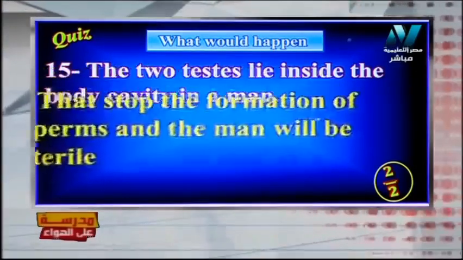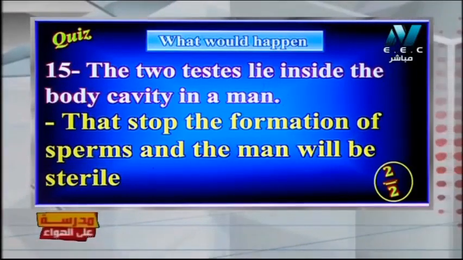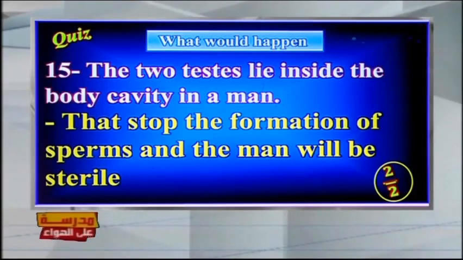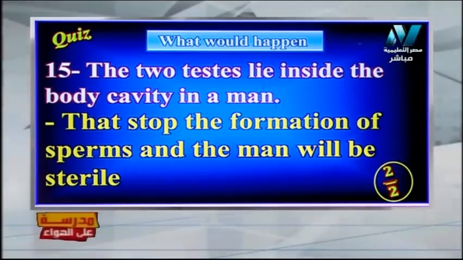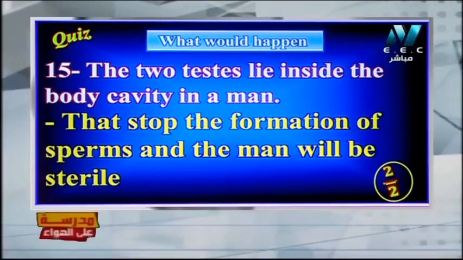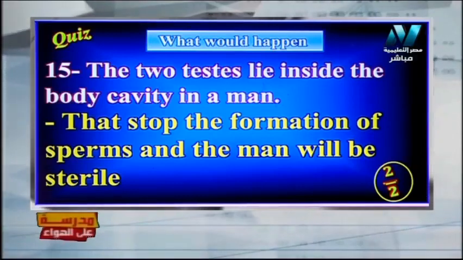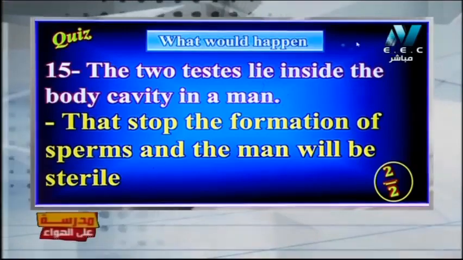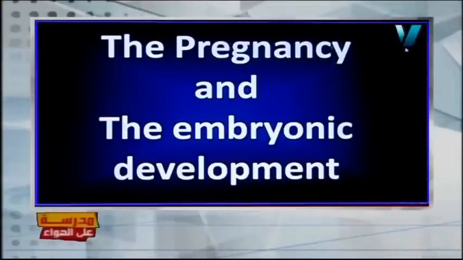طبعا الإجابة سهلة that stops the formation of sperms and the man will be sterile. طبعا احنا لما قلنا ان السكروتم ساك allows the temperature around the testes to become lower than the body temperature, which is the temperature necessary for the formation of sperms. So if the testes get inside the body and do not descend in the scrotal sac, that leads to sterility. الحقيقه الكويز بتاع النهارده يعني برضو كان فيه مجموعه من الاسئله كويسه.